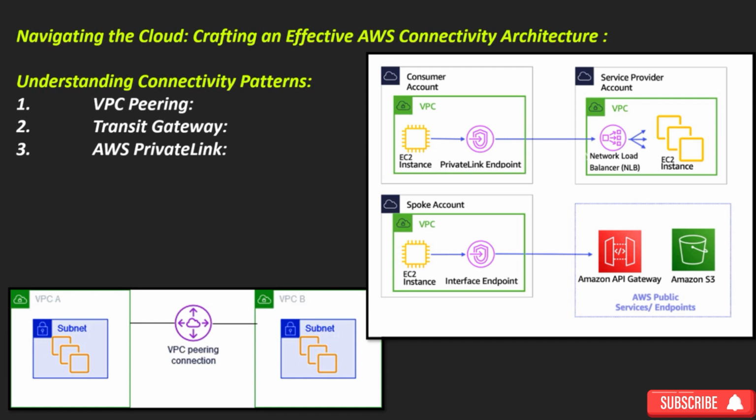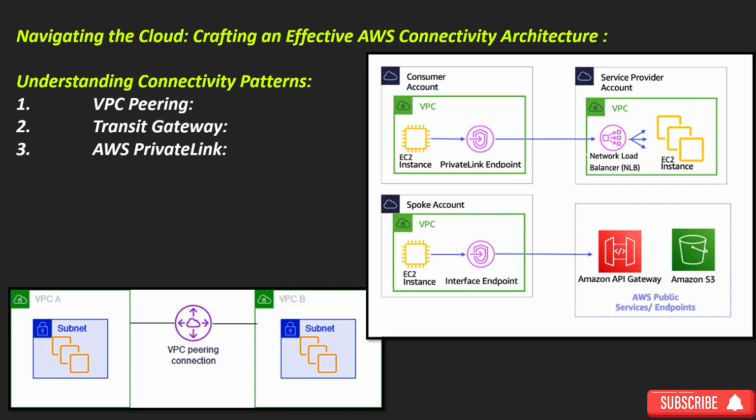So this lecture part will discuss the intricacies of creating a routing strategy and connectivity architecture that spans multiple AWS accounts, regions, and virtual private clouds, while considering various connectivity patterns, including VPC peering, transit gateway, AWS PrivateLink, and the advantages of VPC sharing.